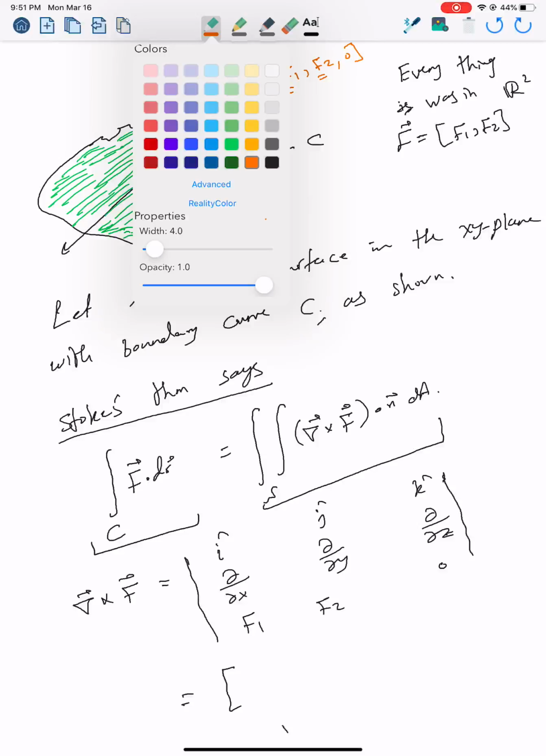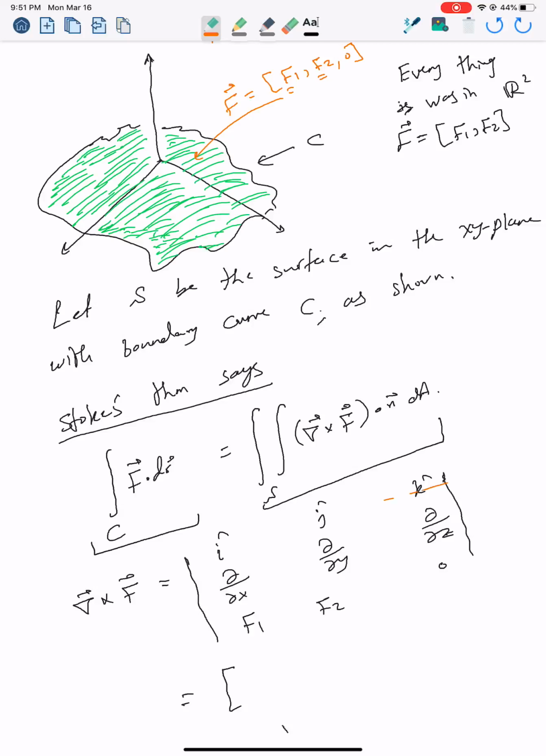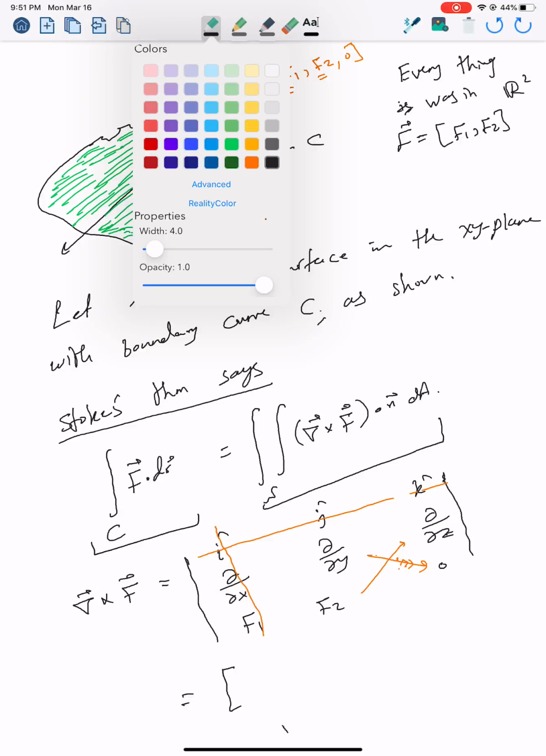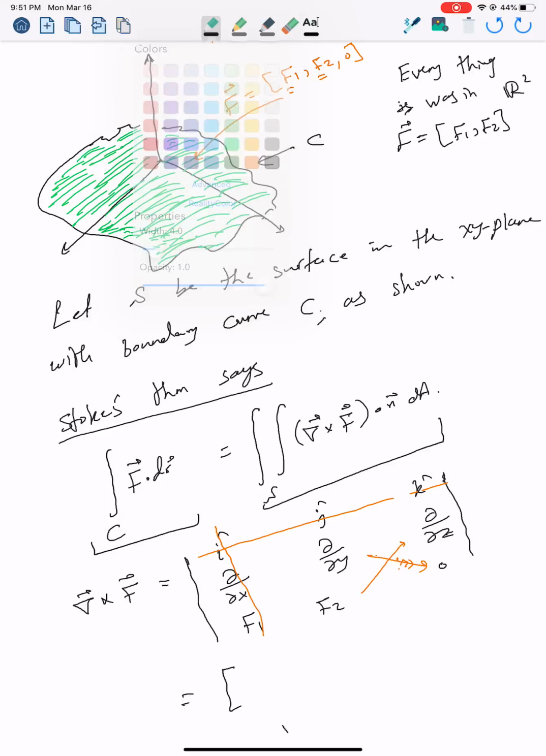Because what is with i? You cross the first row and the first column, then you say this minus this. But the first one is 0. The second one is 0 because you are differentiating f2 with respect to z, and f2 does not have any z. Remember, the original function is completely in terms of x and y. So this is why the first component is 0. The second component similarly is 0.